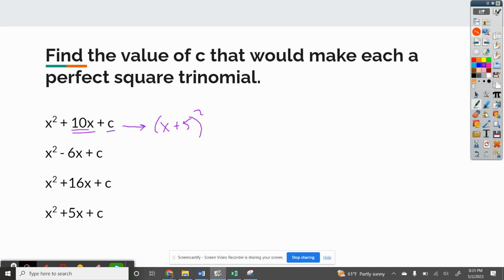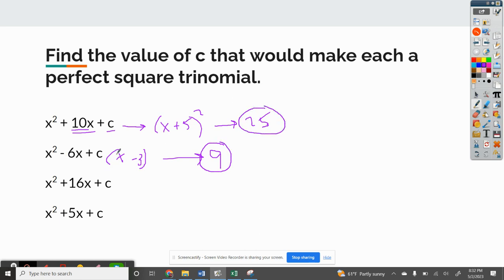And so then to find c, I have to multiply my 5 times my 5, and that would get me 25. So you work backwards: find the factors, and then multiply the two numbers together and figure out what c would have to be. In this case, your factors would have to be x minus 3, because -3 plus -3 would make -6. And then the c would be -3 times -3, which is a positive 9.